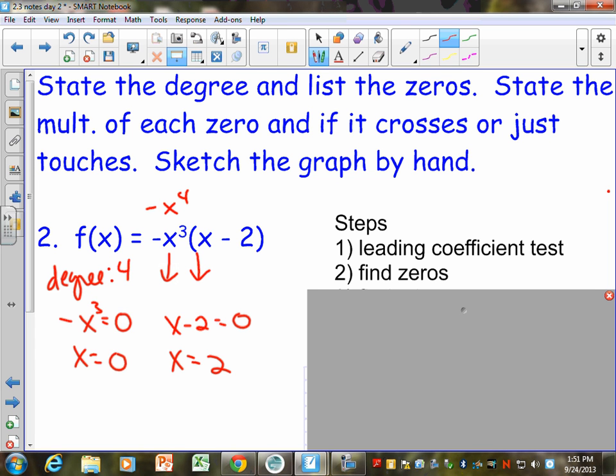Multiplicity. Does this 0 have a multiplicity? Negative x cubed. What would the multiplicity be? 3. The exponent is the multiplicity. So this has a multiplicity of 3. And because that multiplicity is 3 and is an odd number, is it going to cross or touch the x-axis at that point? It's going to cross. Odd crosses.